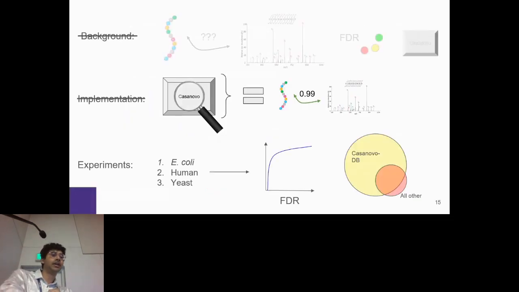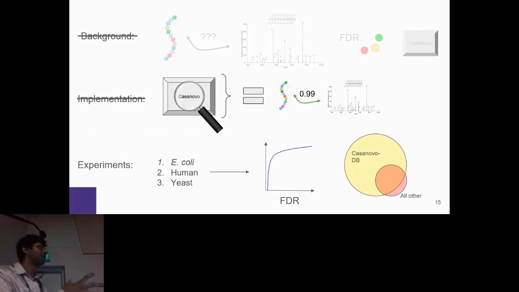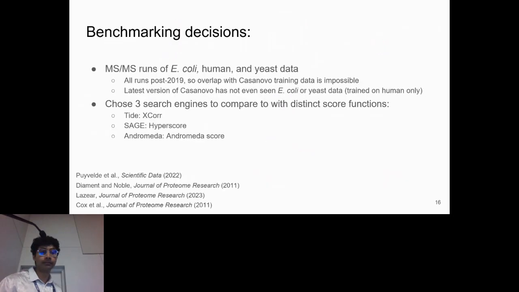I'm going to go over the experiments we ran, some FDR curves, and some other orthogonal things we've done to determine that CasanovaDB is giving us some pretty useful information. So here are some benchmarking decisions we made. We took MS/MS runs of 3 different organisms: human, E. coli, and yeast data. All of these runs were done after the training data for Casanova was created, so there is no chance for leakage there at all. And we also had 2 of the organisms, E. coli and yeast, that Casanova has not seen before either. So it's trained on human data, but we're also testing on 2 entirely different organisms.